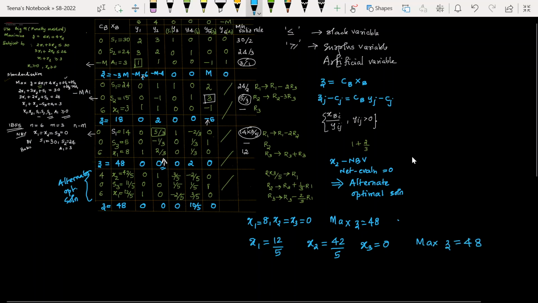So hence you can see that this maximum value will remain the same for different combinations of the values of x1, x2, x3. So we got two solutions, one solution and the second solution. So both these solutions are optimal solutions.